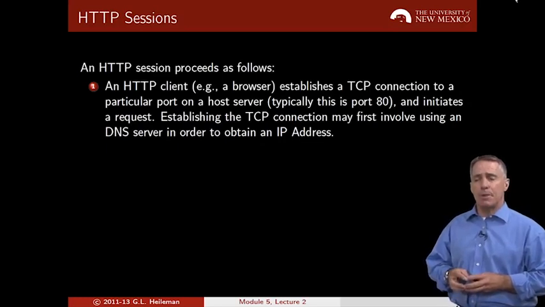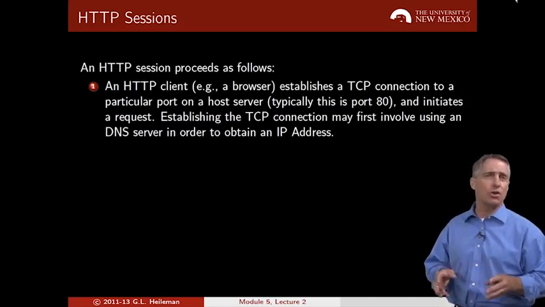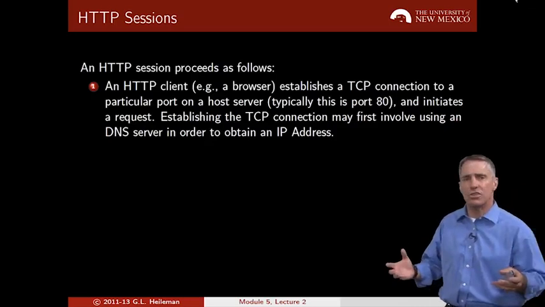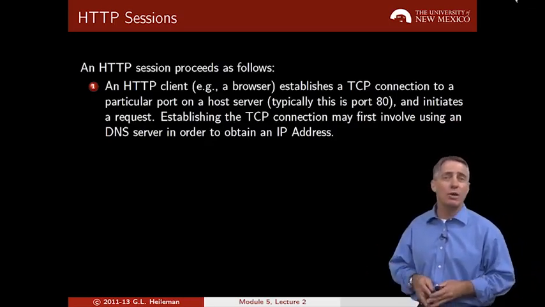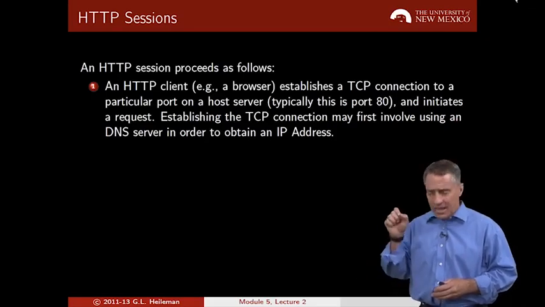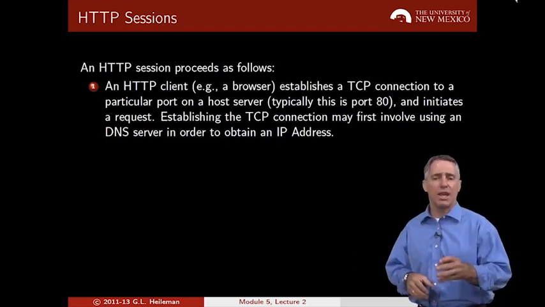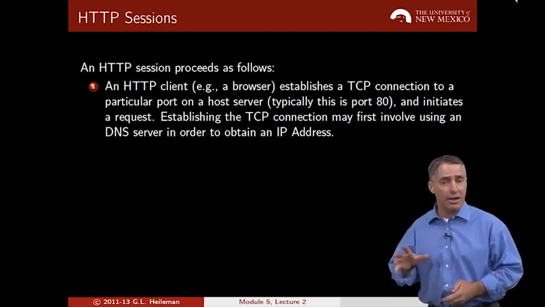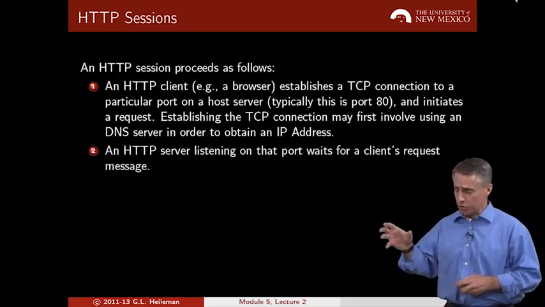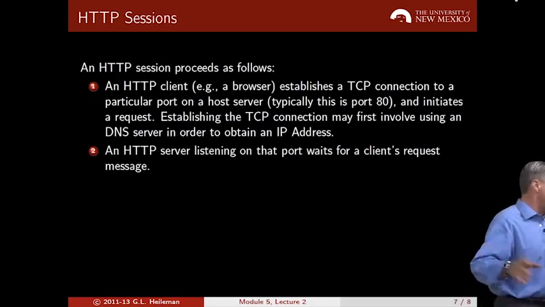And by the way, there's another piece of the puzzle in here. Typically, there's a DNS server, a domain name server, that translates a URL such as www.unm.edu into a particular IP address. And that's where this protocol is going to, by default, look on port 80 at that particular IP address, and there'll be a request that's made. So the server's listening on the server side and waiting for the client's request.